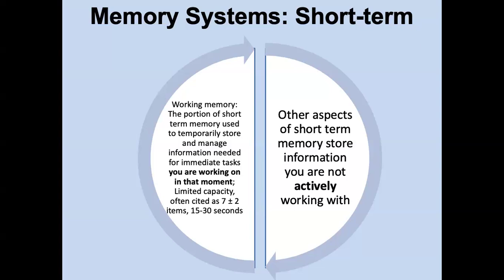So the portion of short-term memory that is used to very temporarily store information that you need to work with is working memory. So if you are trying to dial a phone number that you've just heard, right? You're using your working memory to do that. It has very limited capacity.